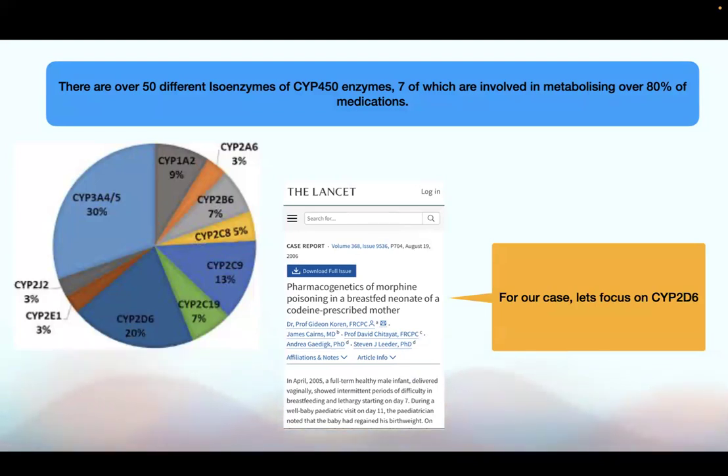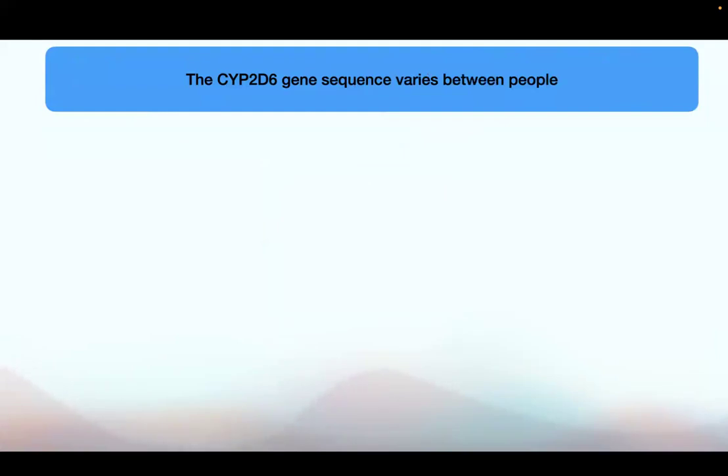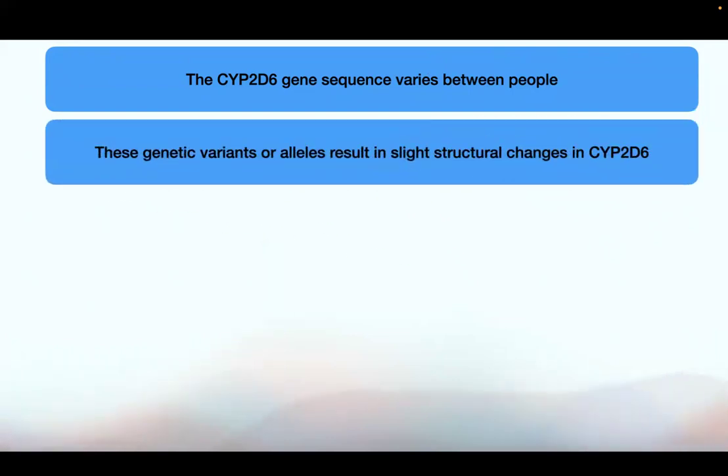So codeine is always getting metabolized by CYP2D6. Okay, let's understand what happens. The CYP2D6 gene sequence varies between people. Different people have different gene sequences of CYP2D6, and this genetic variant, or in other words alleles, results in a slight structural change in CYP2D6. This is what makes the difference between a poor metabolizer and an ultra rapid metabolizer, right?